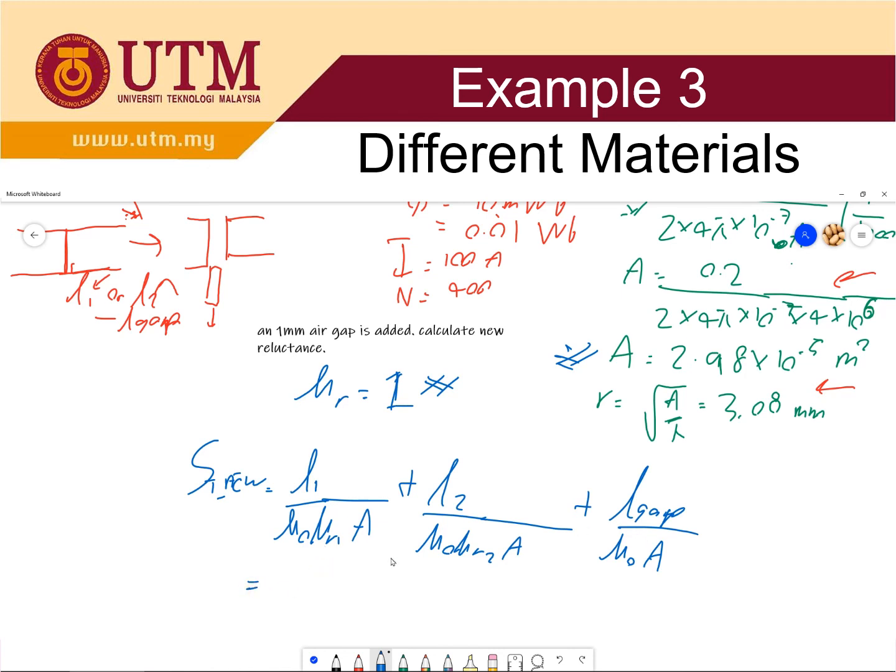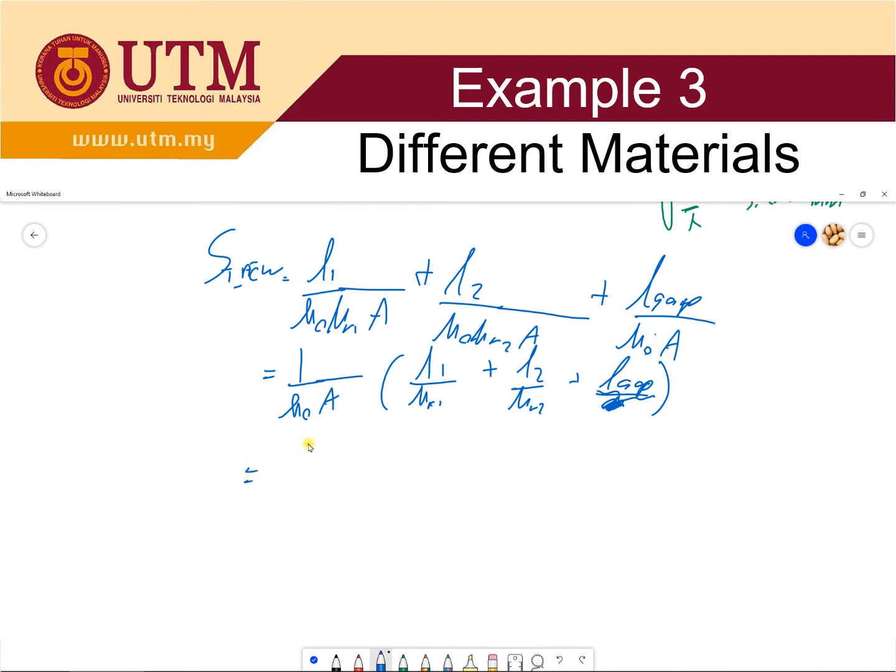Okay, because mu R equals 1, just ignore it. So again, simplify this: 1 over mu naught A, times L1 divided by mu R1, plus L2 divided by mu R2, plus L gap, just L gap, because we already took the rest out. So basically take all the calculation.